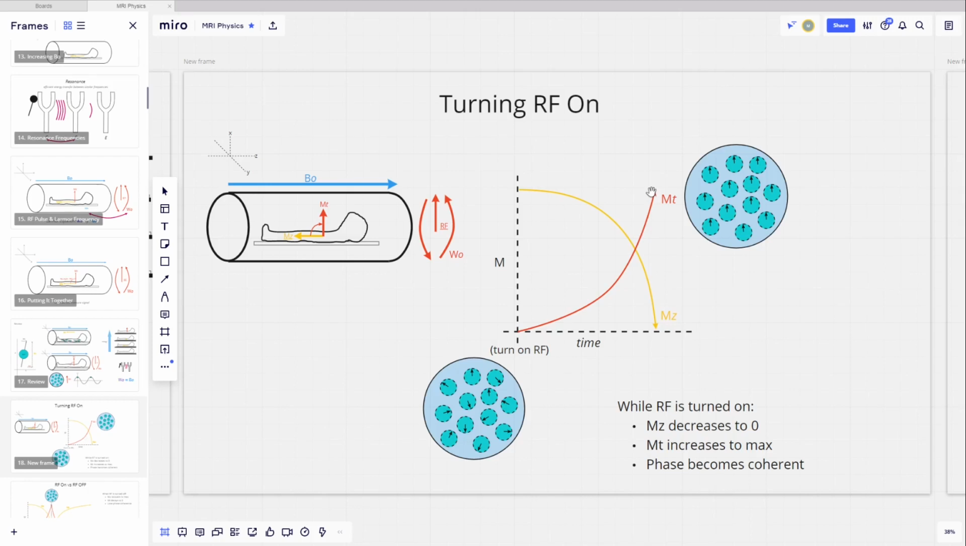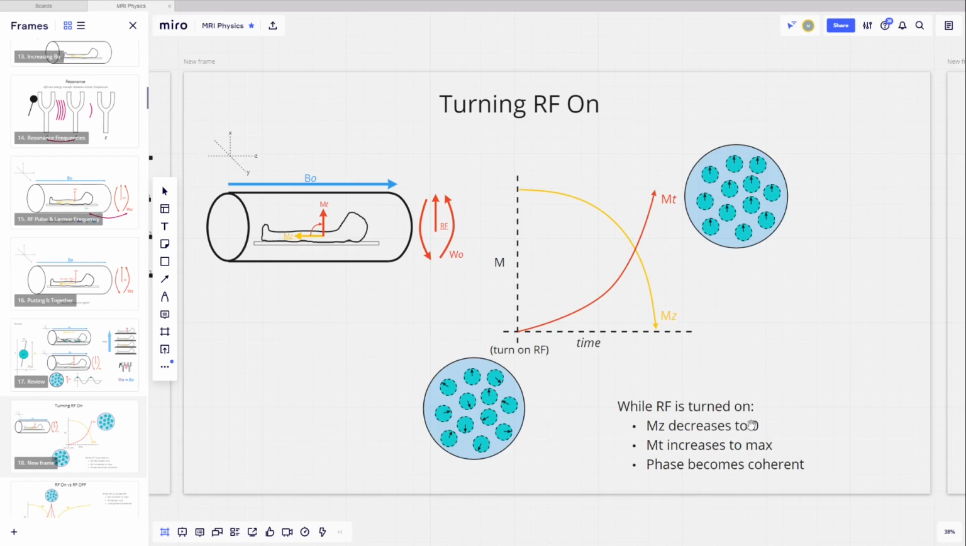When we apply our RF pulse, we turn it on here at this time, and we watch transverse grow and longitudinal decay down to zero. And this is just a reminder here that as we're doing this, and as this vector is getting smaller and this vector is growing larger, the other thing that's happening is that all of these spins that were dephased before, when you apply that RF pulse, now they're in phase. Okay, and so that's just all summarized here.